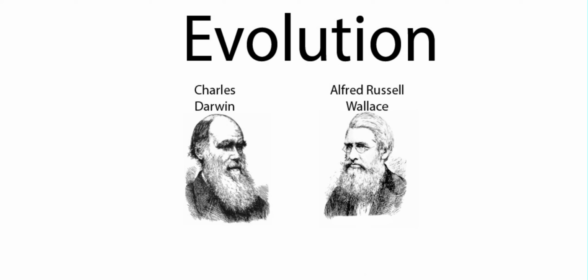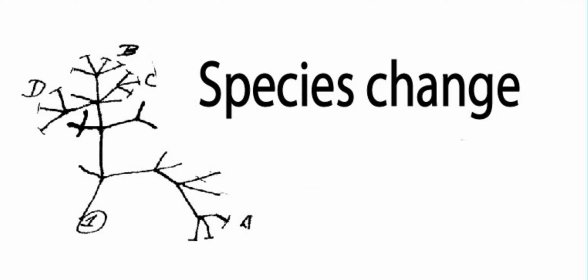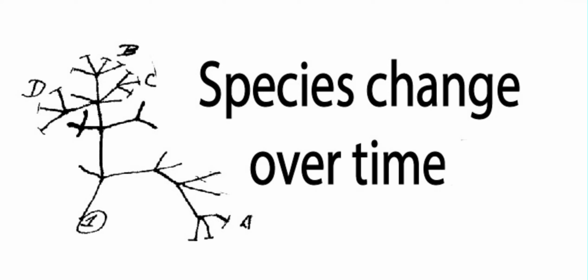Evolution was pretty clearly described by Charles Darwin when he drew out a phylogeny. You can see this phylogeny here, which describes how he hypothesized how evolution worked and how species changed over time. We'll talk more about phylogenies later.